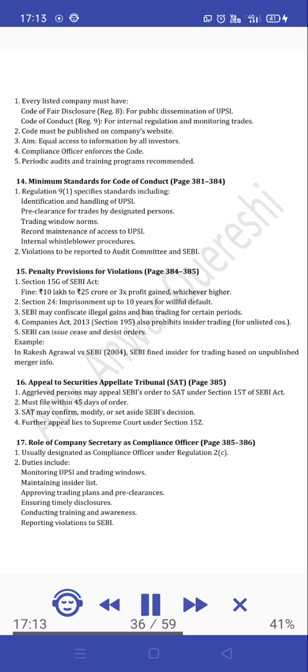4. Companies Act, 2013, Section 195 also prohibits insider trading for unlisted companies. 5. SEBI can issue cease and desist orders. Example, in Rakesh Agarwal vs. SEBI 2004, SEBI fined insider for trading based on unpublished merger info.